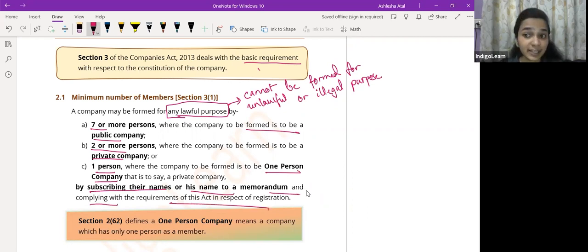So the basic requirement for the formation of a company is the minimum number of members. So if a public company is being incorporated, minimum 7 or more. Private company, minimum 2. One-person company, only one person as its member.